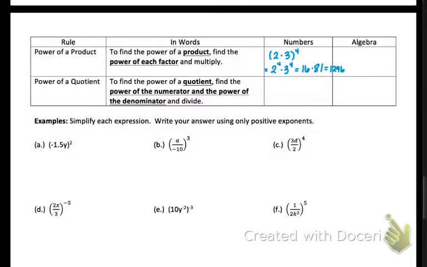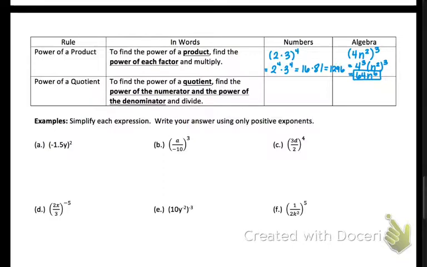Looking at algebra, I might have something like 4n squared to the third. Well, that would have to be 4 to the third times n squared to the third, and that would become 64n to the sixth. When you get good at these, you can start doing some of the steps in your head so that you don't have to write it all out. But for now, I would practice with all of it there.